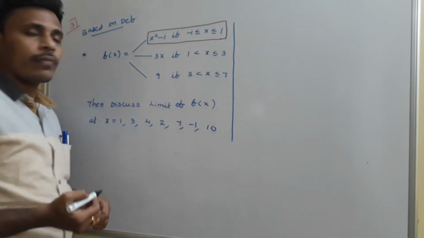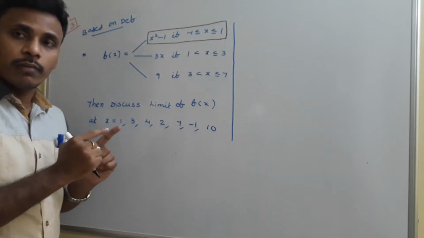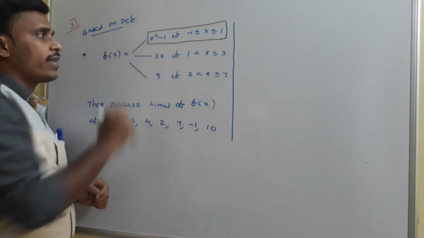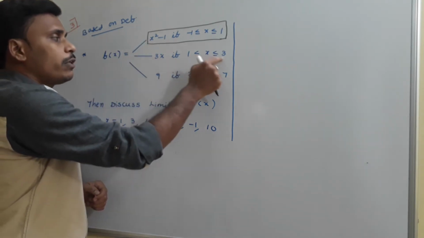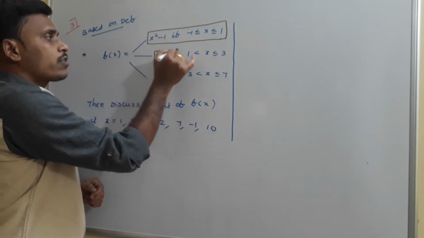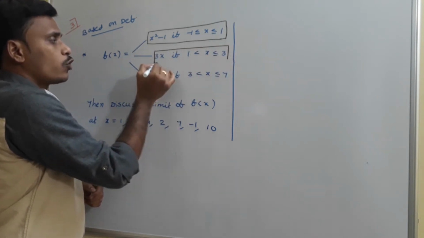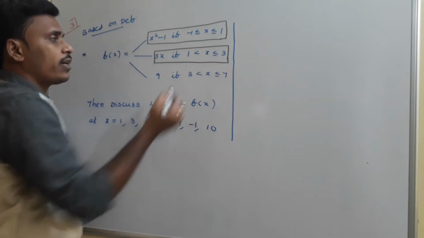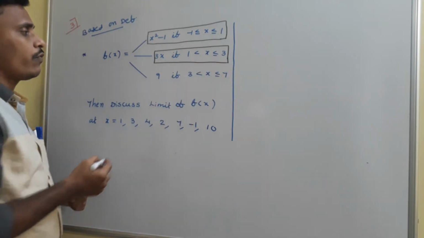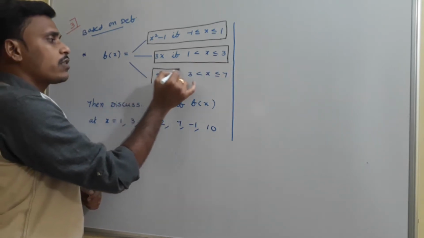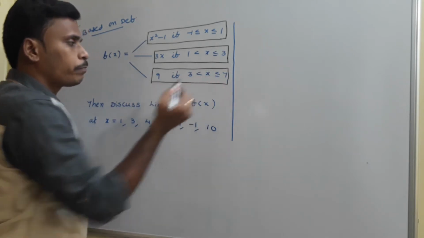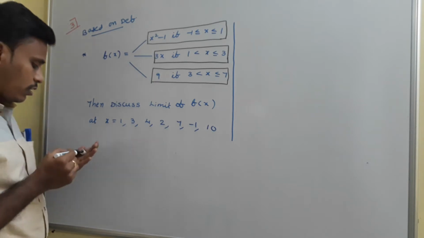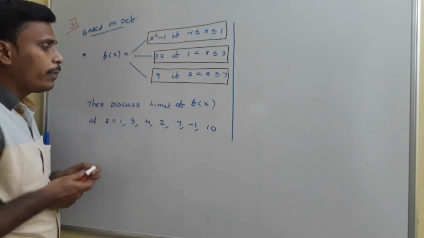Just have a look. If the x value is between minus 1 and 1, f of x is x square minus 1. And if the x value is between 1 and 3, f of x is equal to 3x. So f of x is just 3x if the values of x are between 1 and 3. And f of x is equal to 9 if 3 is less than x less than or equal to 9. And now the question is to find the limit of f of x.